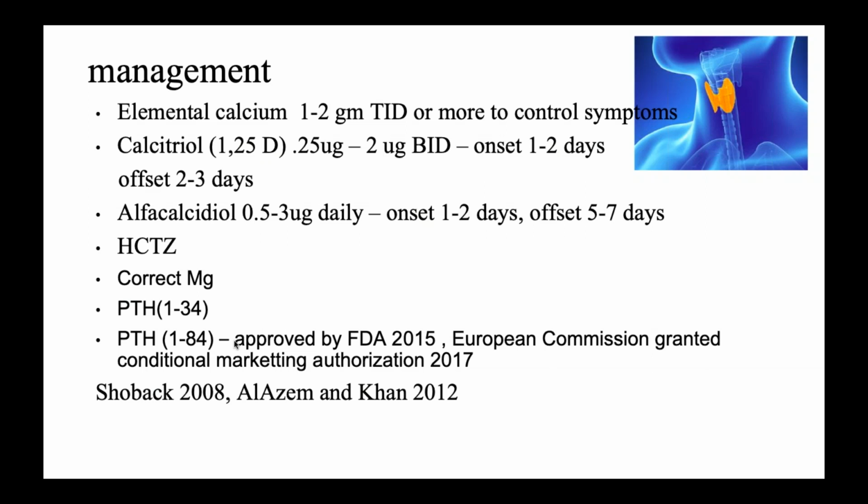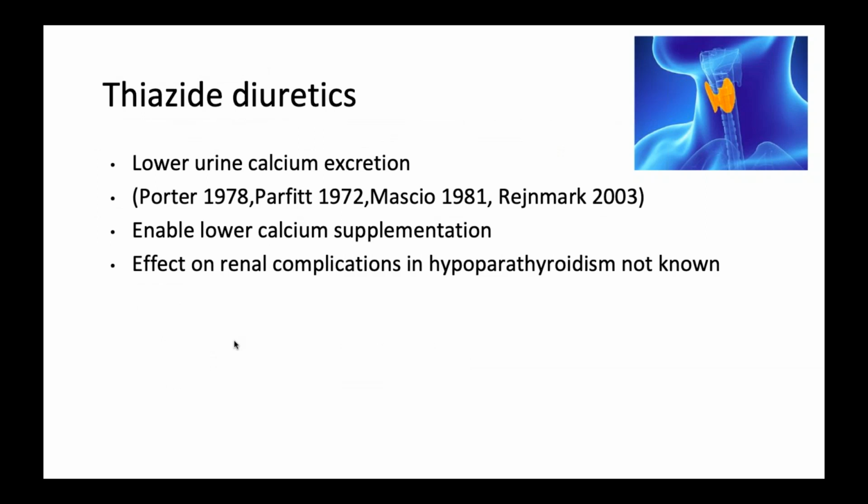We do have 2 PTH molecules available for us at this time. The PTH 1 to 84 was approved by the FDA in 2015 and in 2017 in Europe. And the 1 to 34 has not yet been approved, but there is very good data by Weiner and colleagues illustrating the benefits of 1 to 34 in patients with hypoparathyroidism. Thiazide diuretics, as we've mentioned, we recognize that these molecules can lower urine calcium excretion, and they enable us to lower the calcium supplement doses.